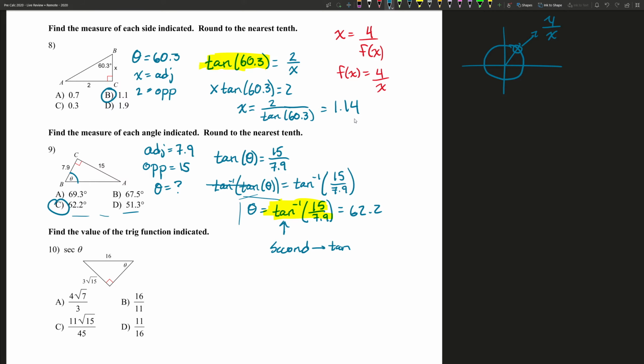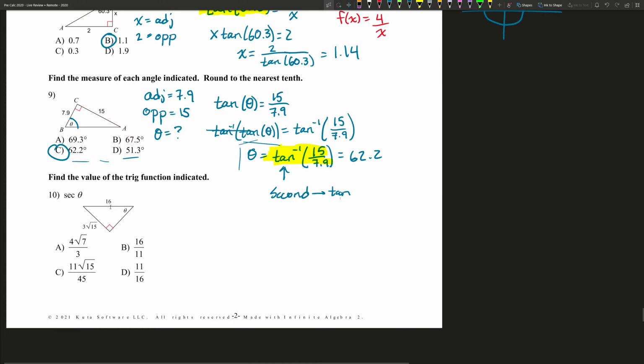And then same thing for number 10. This one's a little bit different, though, because it's all in rationalized radicals. So secant of theta, we have the opposite side, we have the hypotenuse. Opposite is 3 rad 15. Hypotenuse is 16. Secant of theta, we can write that as 1 over cosine. But you can also write that as hypotenuse over adjacent.